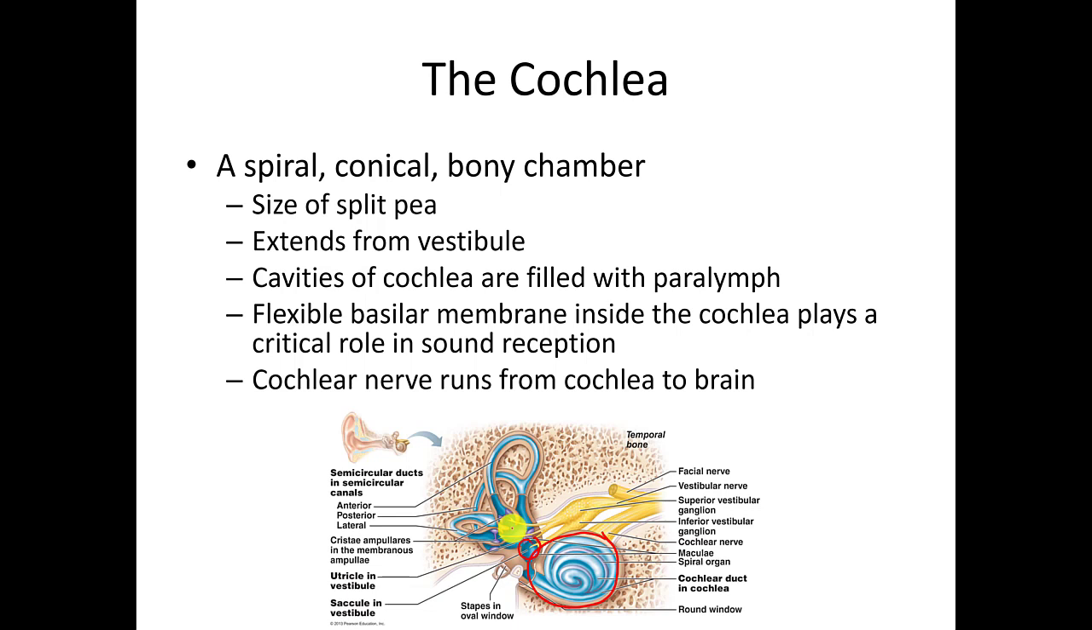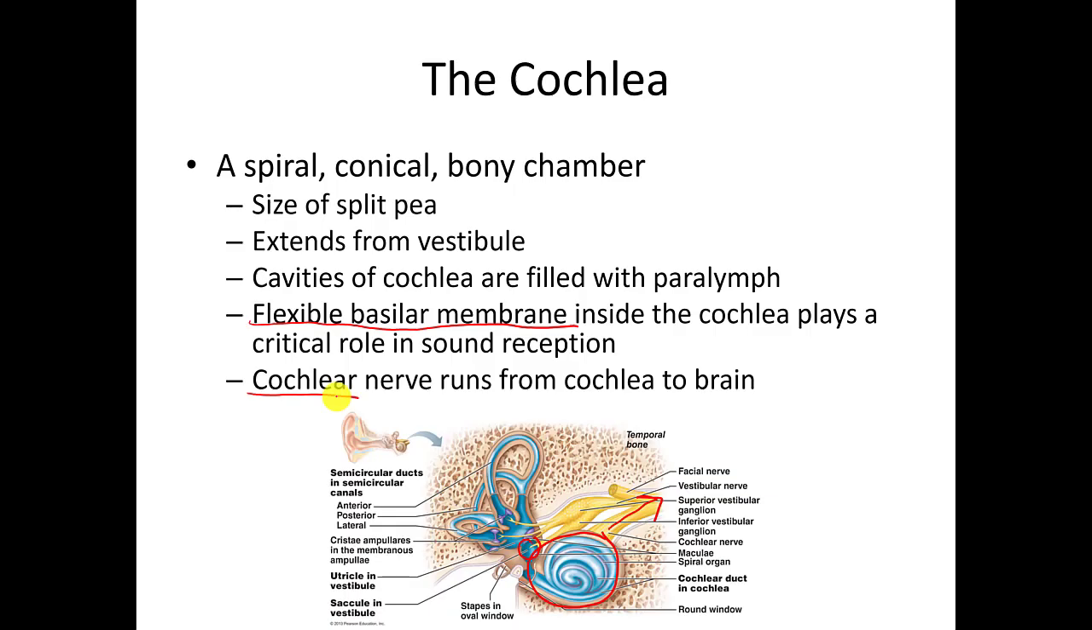The cavities within the cochlea are filled with that fluid called perilymph. And inside the cochlea, there is this flexible membrane called a basilar membrane that plays a huge role in sound reception. So it picks up sounds and sends the sound back through the cochlear nerve. And the cochlear nerve is going to take that sound information all the way back to the brain for processing.